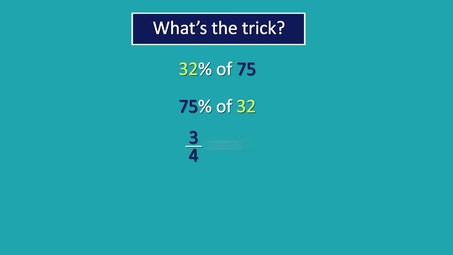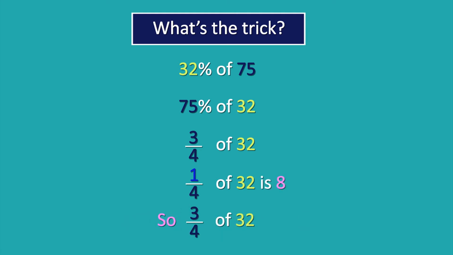To find the value of 3/4 of 32, I first need to find the value of 1/4. 1/4 of 32 is 32 divided by 4, which is 8, and 3/4 of 32 is 3 times 1/4, so 3 times 8. So 3/4 of 32 is 24. Therefore, 32% of 75 is 24. We've managed to make quite a tricky calculation much easier by using this trick.